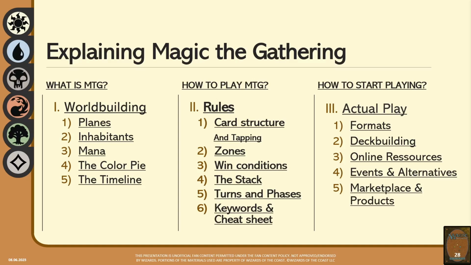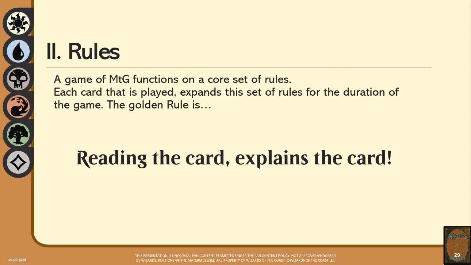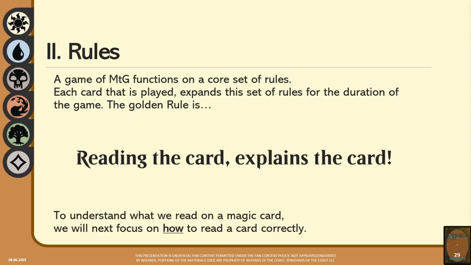Moving on to chapter number 2, the rules of MTG. A game of MTG functions on a core set of rules. Each card that is played expands this set of rules for the duration of the game. The golden rule is, reading the card explains the card, and therefore the rules it represents. To understand what we read on a Magic card, we will next focus on how to read a card correctly.